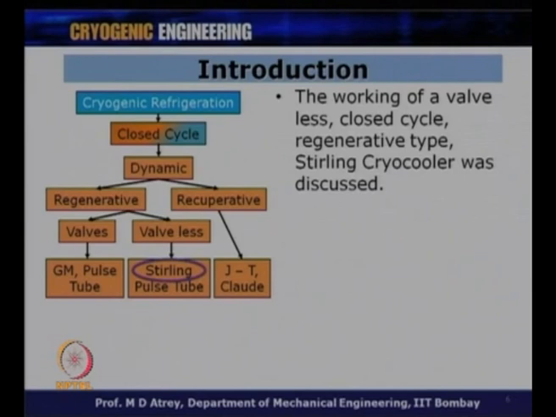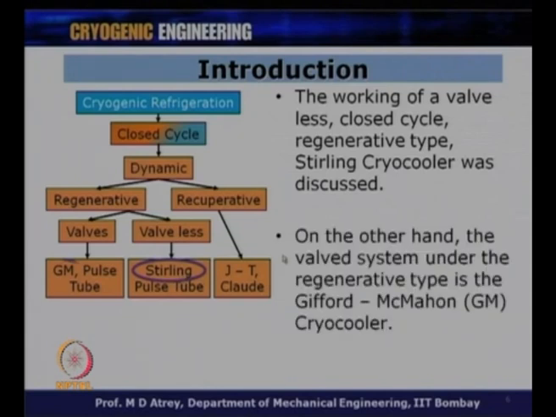The working of a valveless closed cycle regenerative type Stirling cryocooler, that is what we had discussed. That means, during the last lecture we concentrated on this type, and in this lecture now we are talking about this, that means, a regenerative cryocooler with valves, and that is the GM cooler. So, on the other hand, the valve system under the regenerative type is the Gifford-McMahon cryocooler, on which we are going to talk in this lecture.